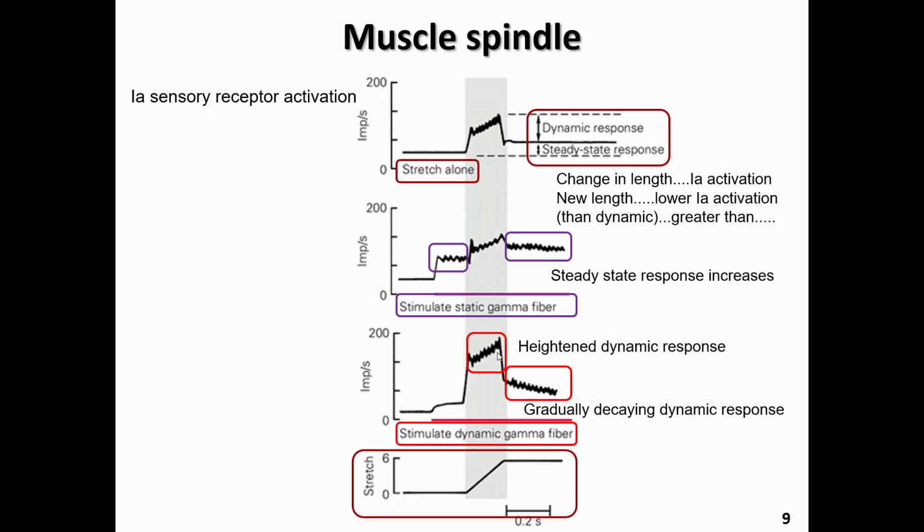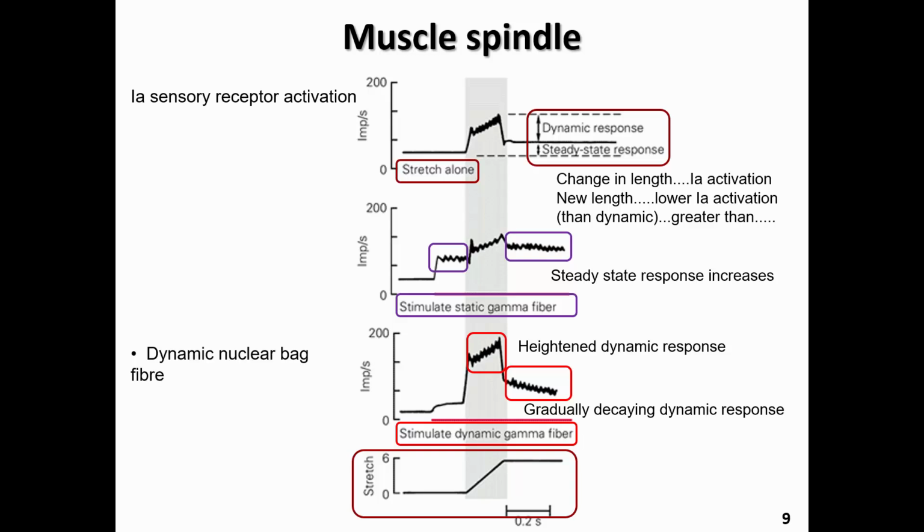And then once the muscle is held at the new length, the steady state is still higher than the initial baseline, but because these are dynamic and not static, there's a gradual decay in the impulses. So the impulses generated along the 1As still stay elevated above the initial baseline, but gradually decay because these are the dynamic gamma fibers that were selectively activated.